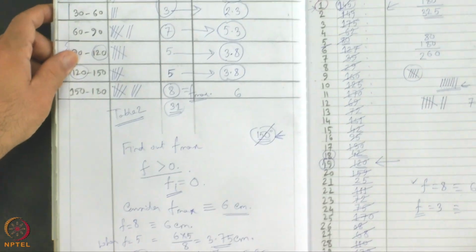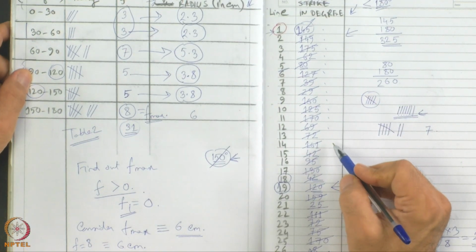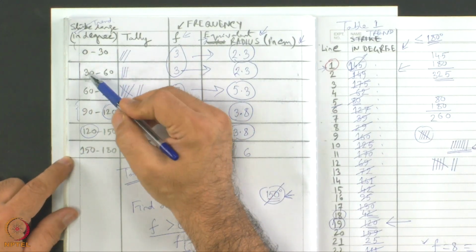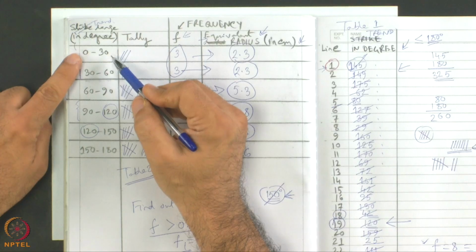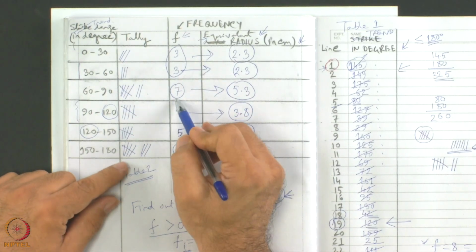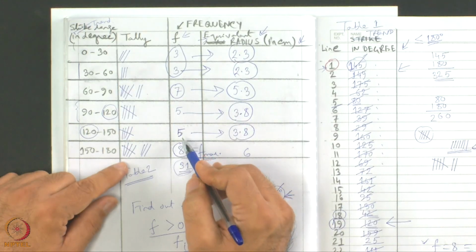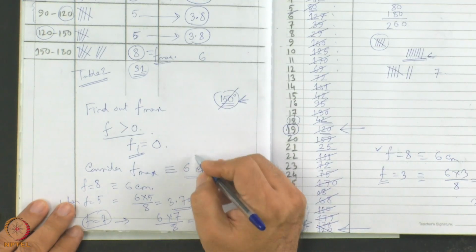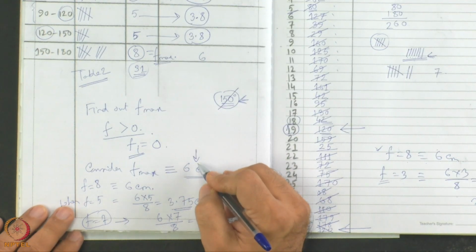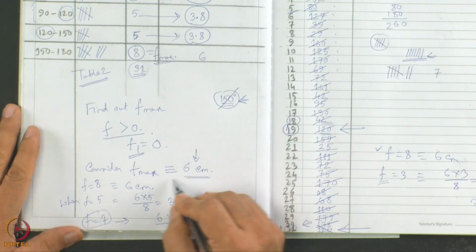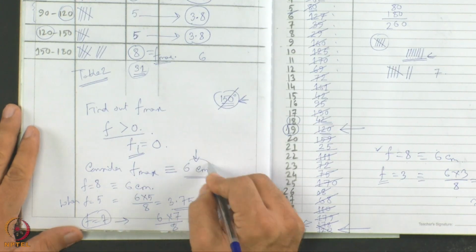So, what I have done, I started with the trend values. From there, I went to create tally 0 to 30, 30 to 60. This was my own decision that I will be taking a 30 degree range. And from there, I converted them into frequencies, and from these frequencies, I converted into equivalent radius, still without explaining to you why I have taken 6 centimeter as the equivalent radius. We are going to draw a half circle of the equivalent f max radius.